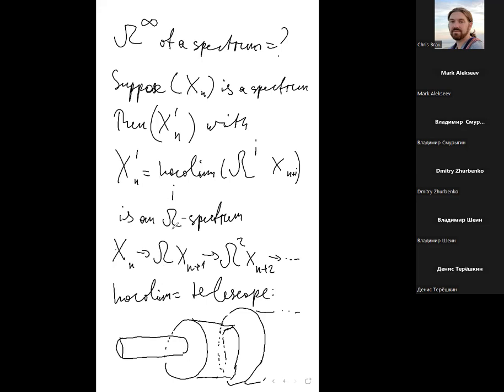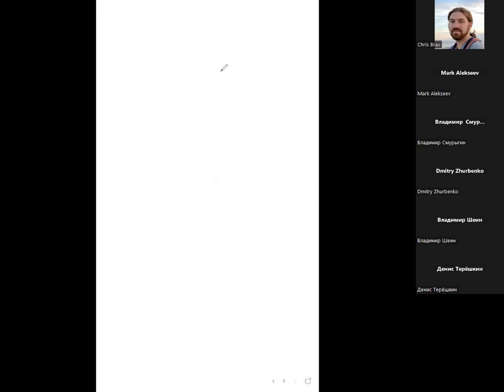Okay, now the question is why do we get an omega spectrum? Well, let's see. So we have x prime n, which is the, well, let me use the same.